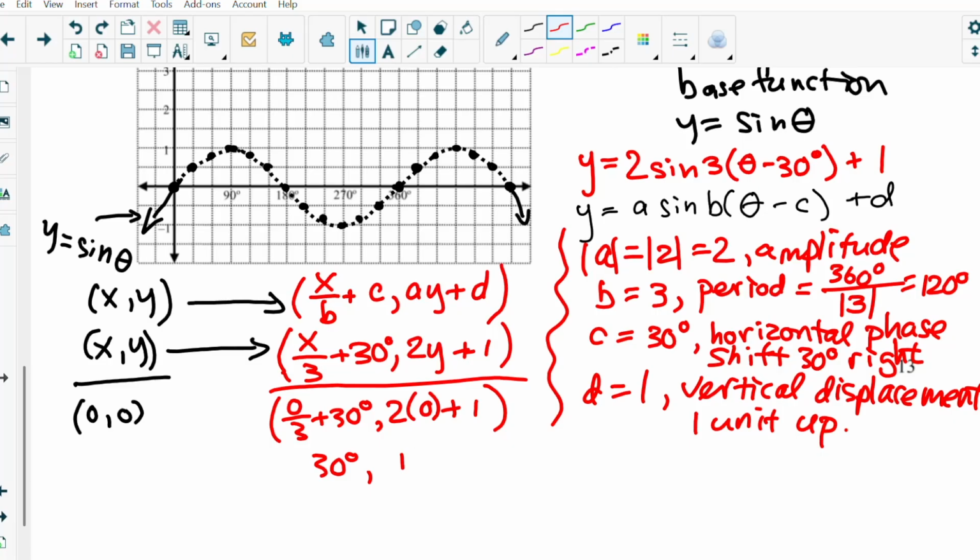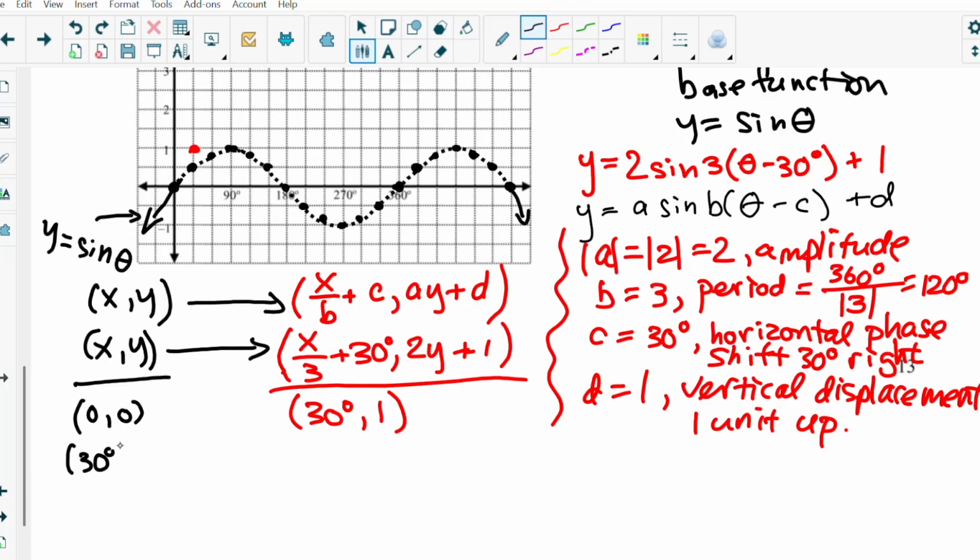Okay, so see how the math is done? I'm going to just erase it and replace it. So 30 degrees and 1. You see how that works? So 30 degrees and 1 is right here.